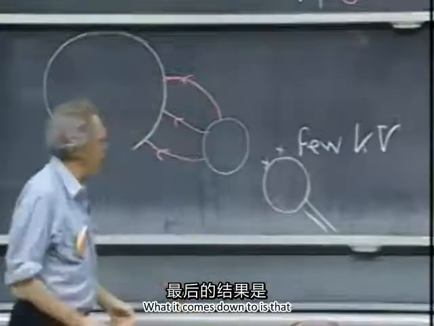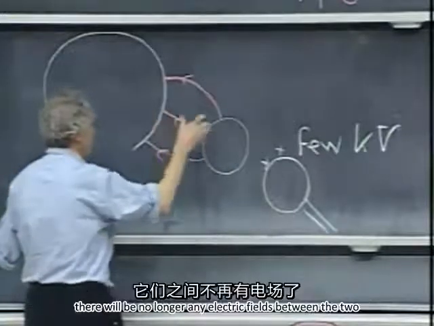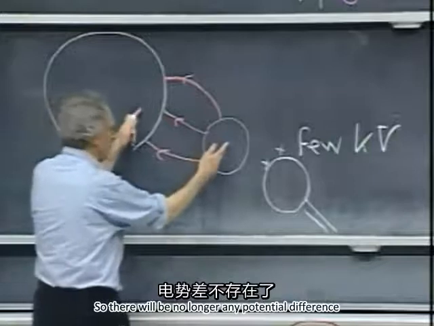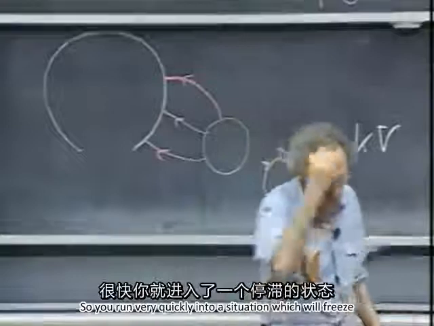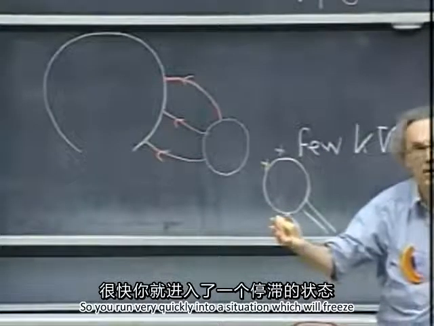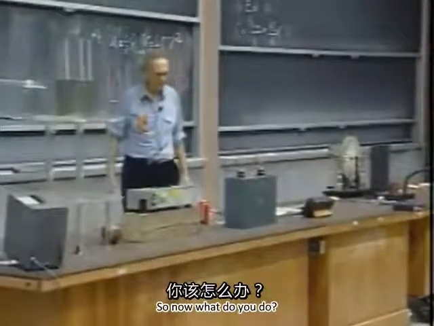What it comes down to is that when you come with this conductor and you approach the Van de Graaff, there will be no longer any electric fields between the two. So there will be no longer any potential difference. So you can't transfer any more charge. So you run very quickly into a situation which will freeze. You cannot get it above a few thousand volts.